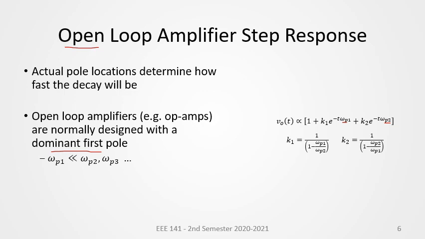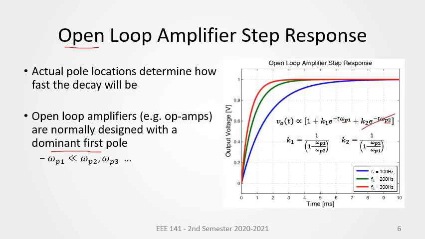Thus, for open loop amplifiers, the last term in the step response expression will be negligible due to two reasons. One, omega p2 is relatively large, so it decays quickly, and two, the factor k2 itself is much smaller relative to k1. Thus, the characteristic step response will be dependent mostly on the frequency location of the dominant first pole.